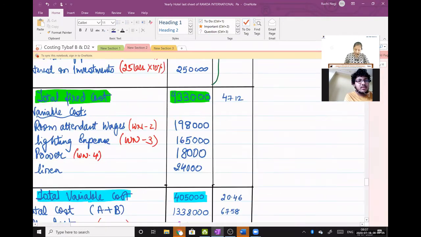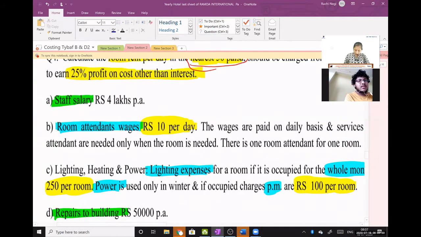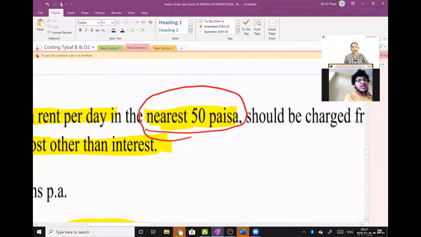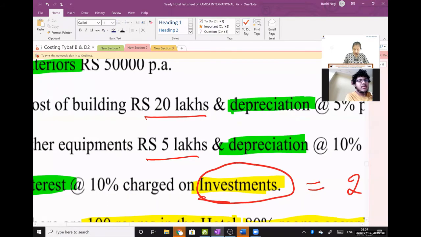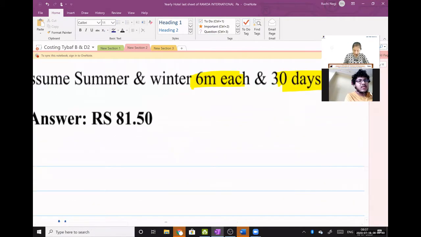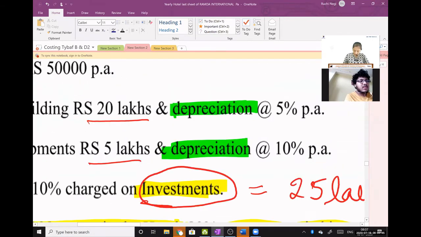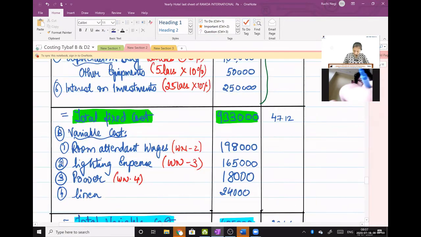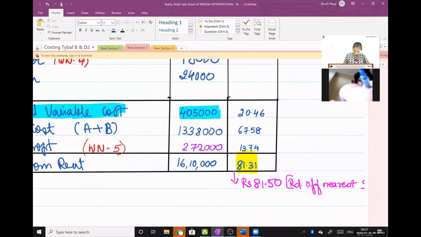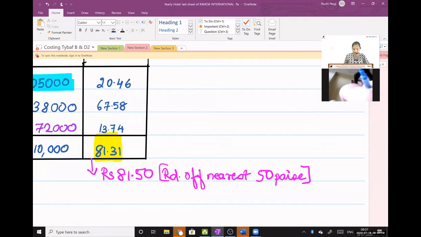Okay, and the question had said you have to round it off to the nearest 50 paisa. Okay, so 81 rupees 31 paisa. The nearest 50 paisa, obviously, the answer would be 81.50. See, you round it off to the nearest 50 paisa, it will be 81.50.